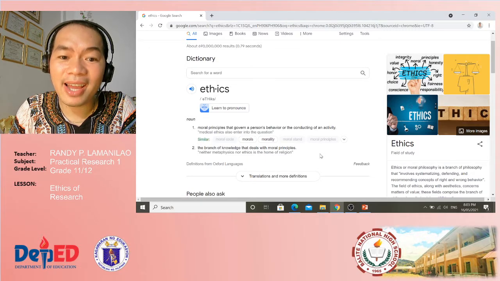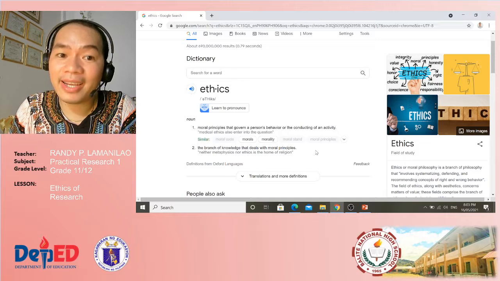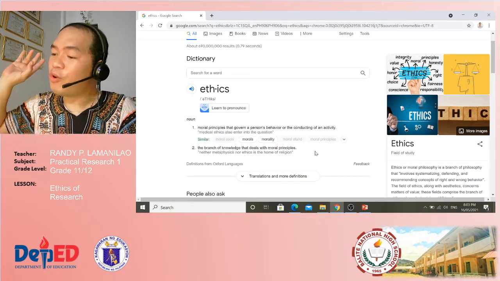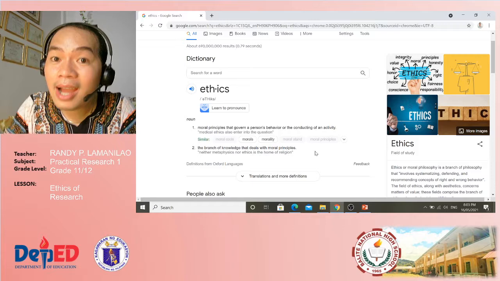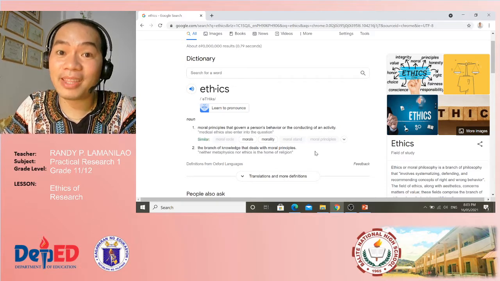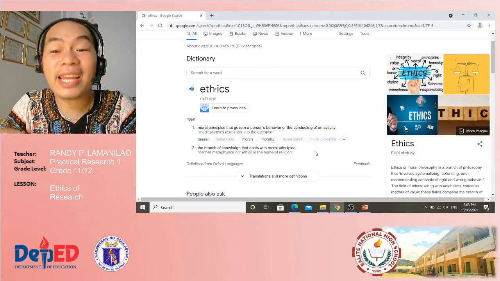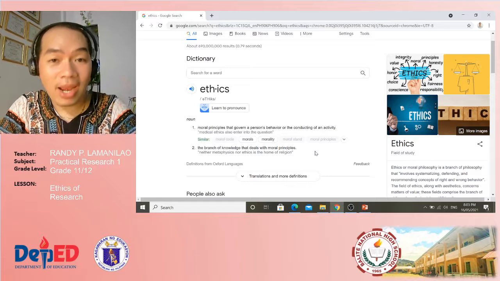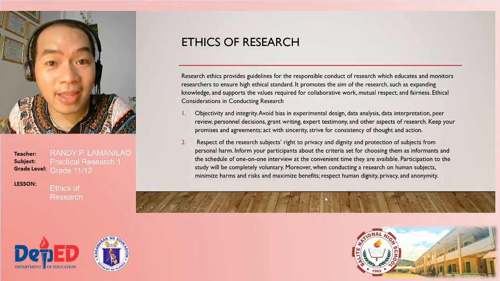So what does it mean? Yung tamang paggawa ng isang bagay ay ethics. Kapag gusto mong hiramin ang isang bagay, kung gusto kong hiramin yung cellphone mo at hindi mo ibinigay, kinuha ko pa rin, may ethics ba? Kapag gusto kong hiramin yung cellphone mo at kinuha ko sa bag mo nang walang pahintulot, may ethics ba ako? Wala. That is ethics. Okay? Alright, sa research po, may ethics din.